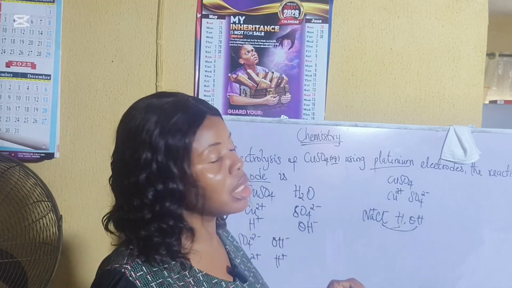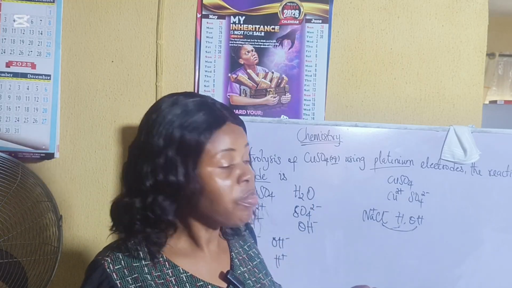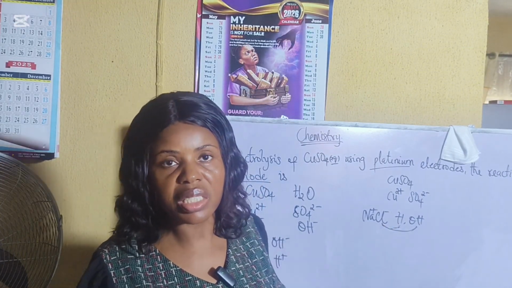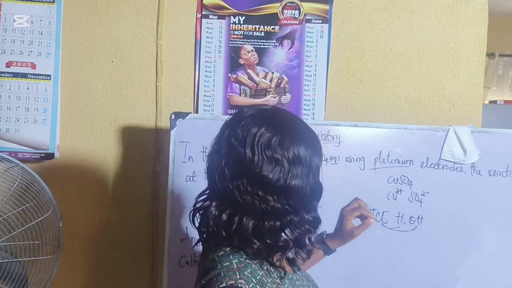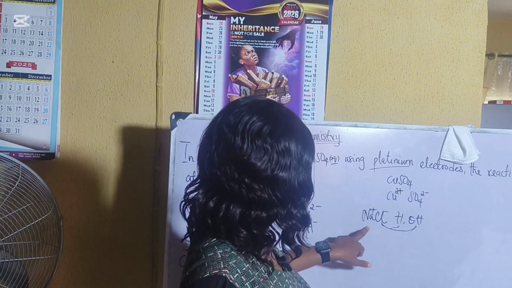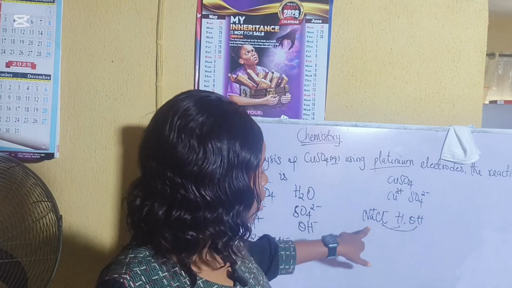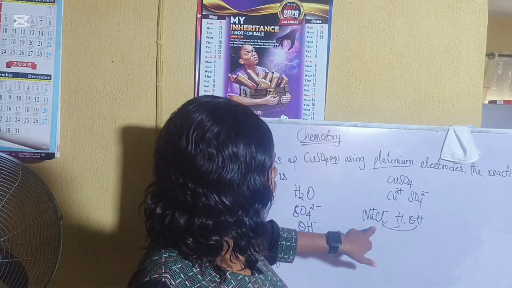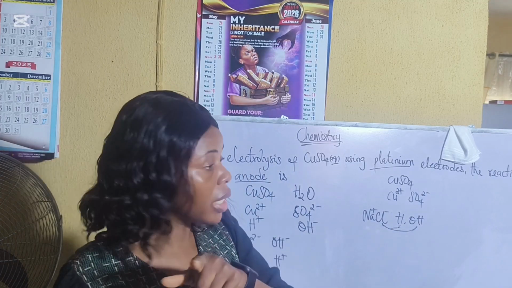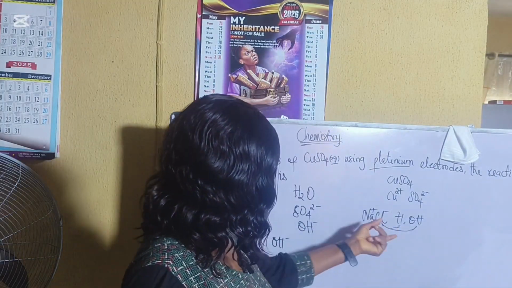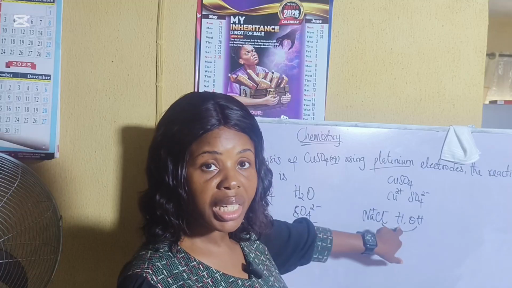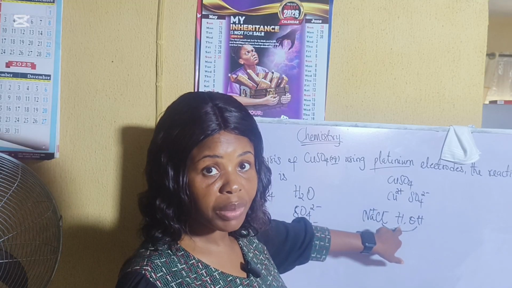But if I'm using mercury as my electrode in this very case, because of the affinity that mercury has for sodium, you understand? If I use mercury here as my cathode, instead of OH being discharged and then H being discharged in preference, as happens if I have my platinum as my electrode.